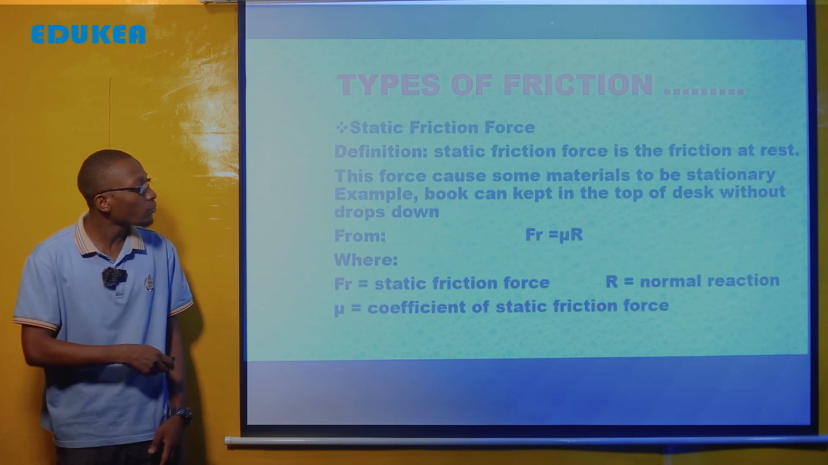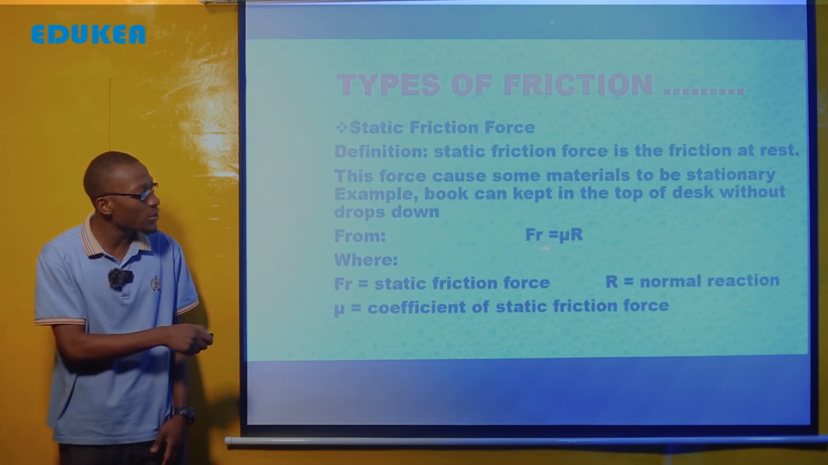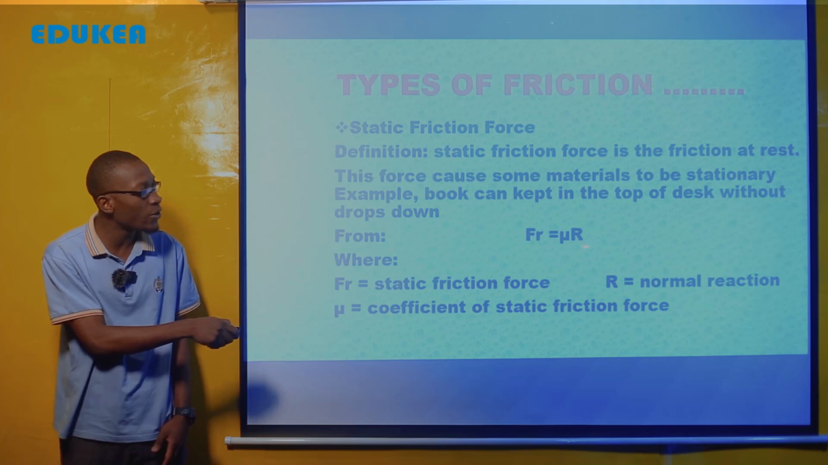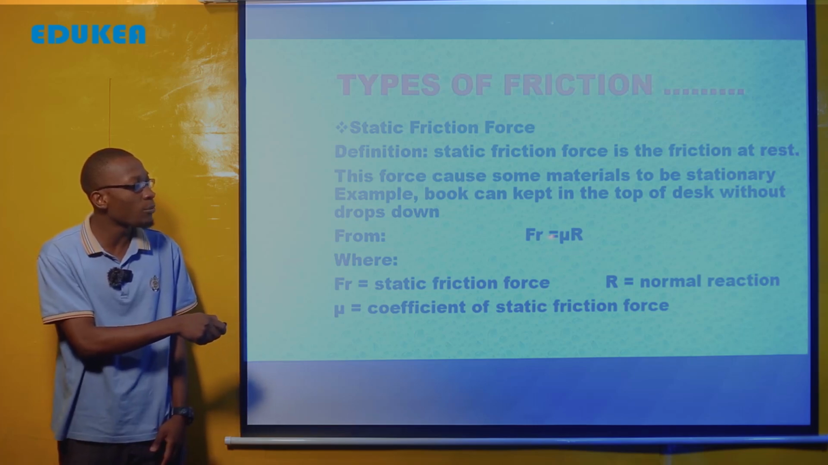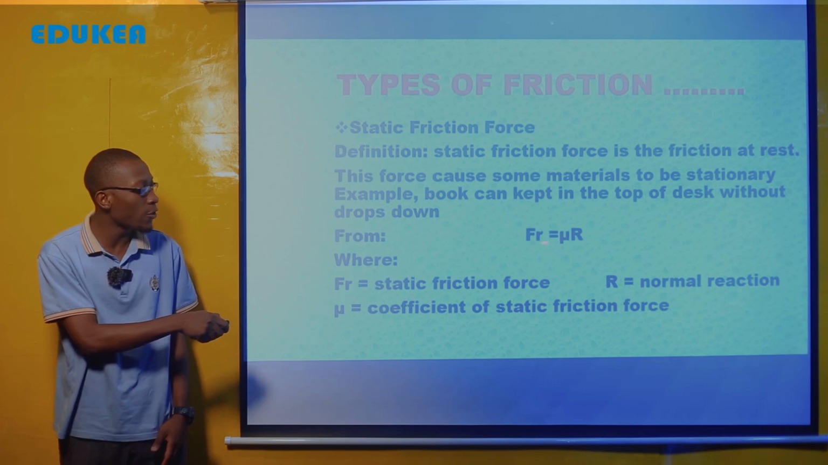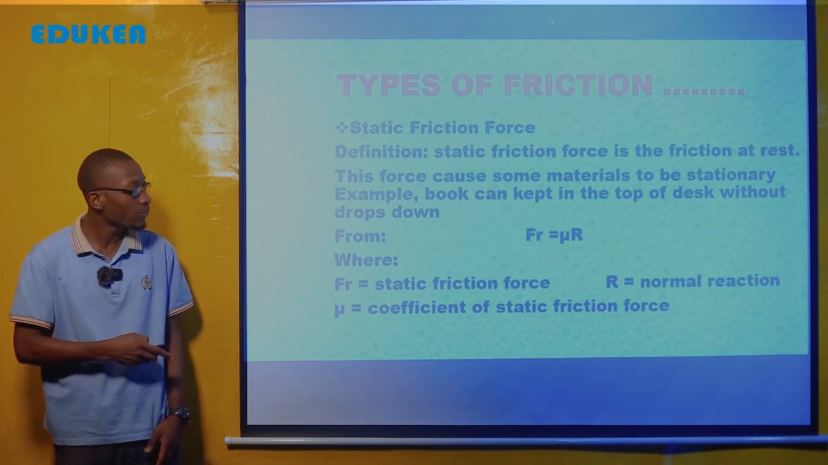So by the way, once we need to find the coefficient of static friction, we divide the normal reaction on both sides. Divide by R, divide by R. So the mu, that is the static coefficient of friction, is equal to the frictional force over the normal reaction.